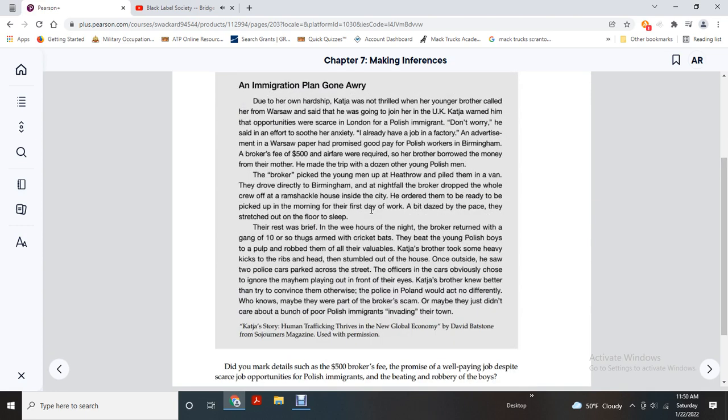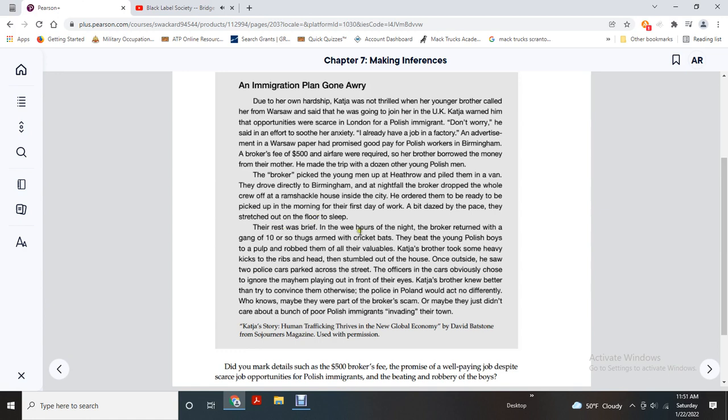The broker picked the young men up at Heathrow, piled them in the van, then drove off to Birmingham. As nightfall broke, he dropped the whole crew off at a ramshackle house inside the city. He ordered them to be ready to be picked up in the morning for the first day of work. A bit dazed by the pace, they stretched out on the floor to sleep.